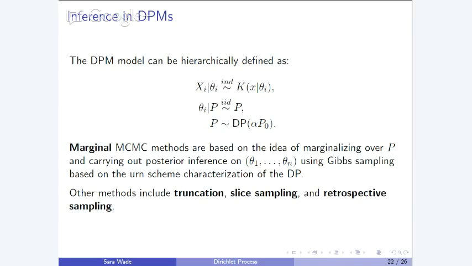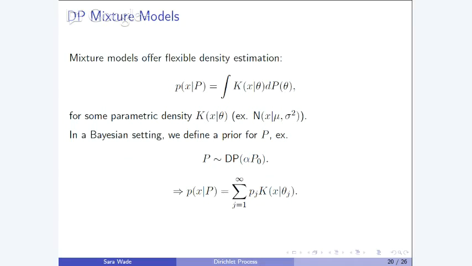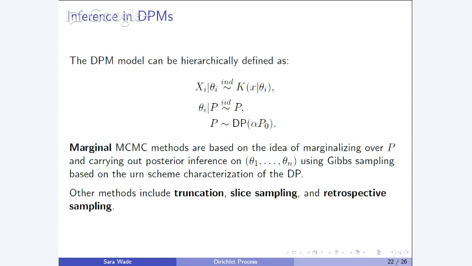Okay, inference in Dirichlet process mixture models. So this was how we defined the mixture model before, and then we put a prior on P. We can rewrite this equivalently, introducing these latent parameters theta i. So x_i given theta i just has this parametric density. Theta i given P, or theta i, draws from P, and P has a Dirichlet process prior.